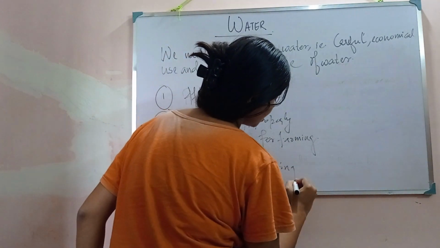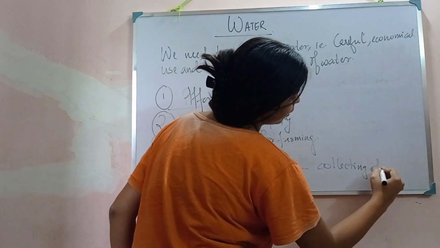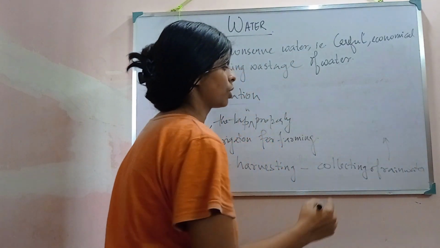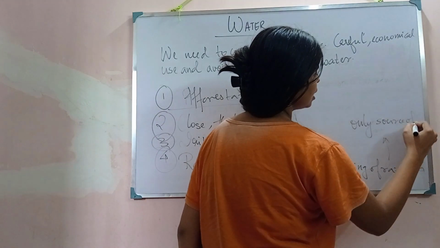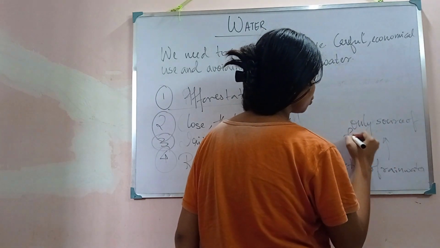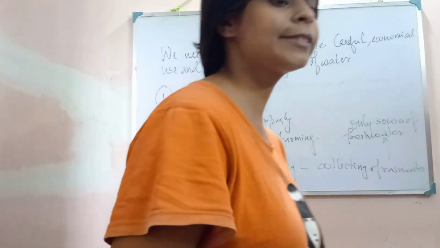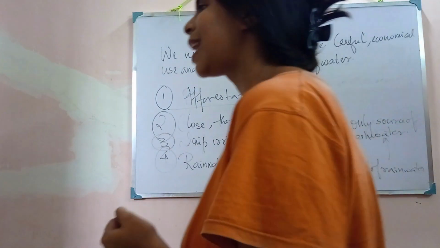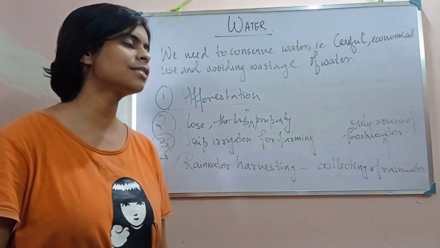Rainwater harvesting means the collecting of rainwater. We know that rainwater is the only source of fresh water. Since rainwater is the only source of fresh water, we can collect it and use it for various purposes. Various purposes means household chores, like cleaning and washing. So in that case we can use this rainwater.